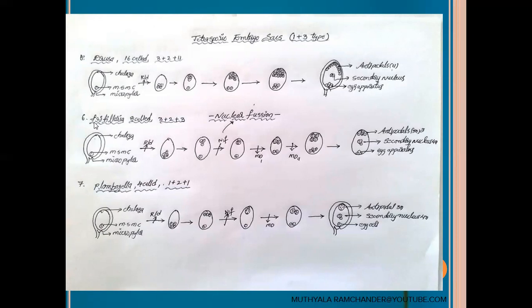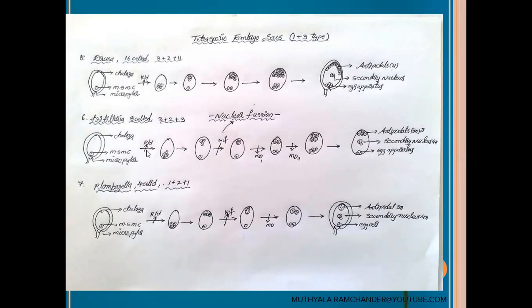And the next one, 1+3 type, Fritillaria. It contains only 8 cells. They are arranged in 3+2+3 arrangement. But in this, nuclear fusion will occur. See, in the Fritillaria species of embryo sac, the ovule contains diploid nucellus. From this diploid nucellus, 1 single diploid cell acts as a megaspore mother cell.